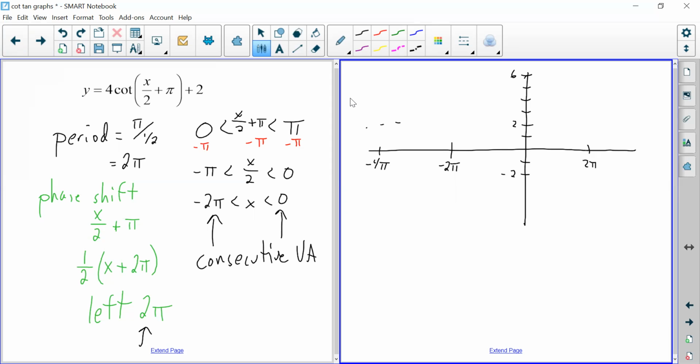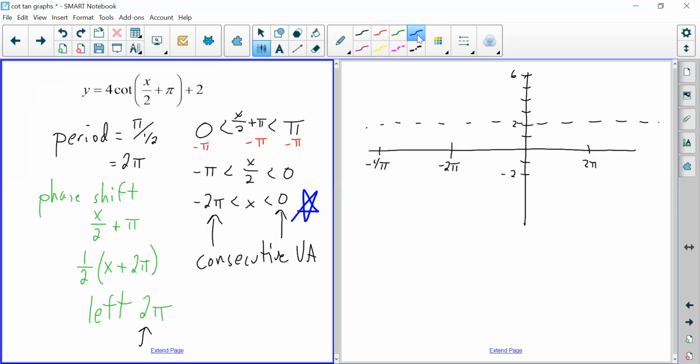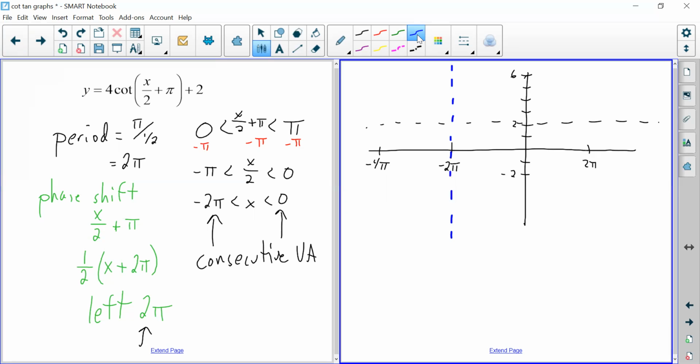So I'm going to draw my midline and my vertical asymptotes. I found the 2 by looking at that inequality right there. So negative 2 pi is 1 vertical. The next one is at 0. Everything thereafter is 2 pi away, the period, because the period is 2 pi. So I'm just going to draw 4 of them.